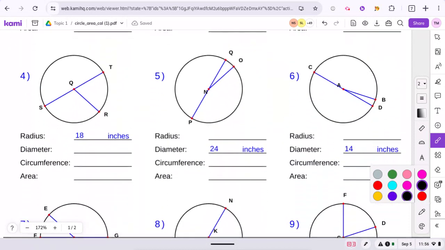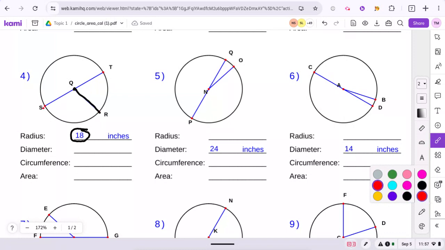If you went the other way and they gave you the radius, which is 18, remember that would be from the center out. To get the diameter, which would be all the way across, you would multiply this by 2. 18 times 2 is 36.